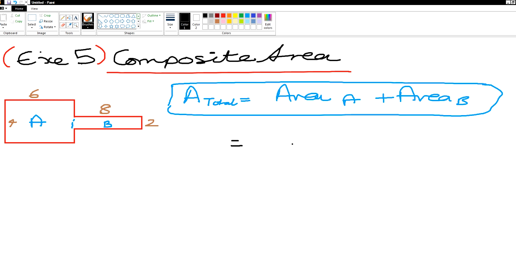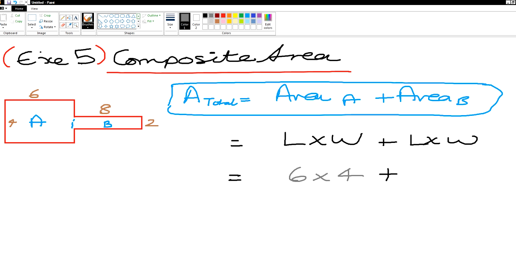Area of part A is a rectangle, so it's going to be length times width. Area of part B is also a rectangle, so that's another length times another width. So we're looking at the formulas behind it. Now the length is 6 and the width is 4. If you put them in a different order, 4 first then 6, it doesn't make any difference. When you multiply, the order doesn't matter. Plus 8, now length is 8 and width is 2 for part B, so it's going to be 8 times 2. Remember, part B is over here and part A is over here.